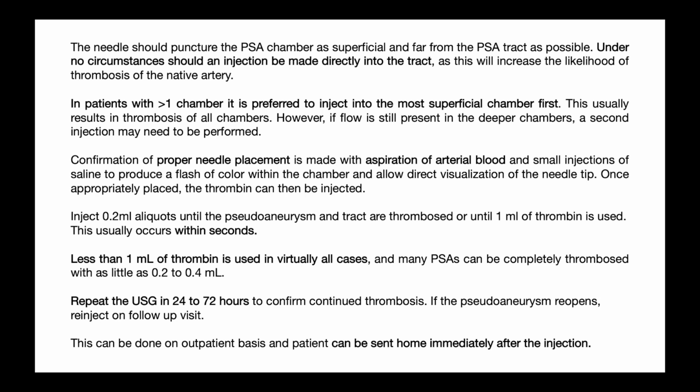Confirmation of proper needle placement is made with aspiration of arterial blood and small injections of saline to produce a flash of color within the chamber and allow direct visualization of the needle tip. Once appropriately placed, the thrombin can then be injected. Inject 0.2 ml aliquots until the pseudoaneurysm and tract are thrombosed or until 1 ml of thrombin is used. This usually occurs within seconds. Less than 1 ml of thrombin is used in virtually all cases, and many pseudoaneurysms can be completely thrombosed with as little as 0.2 to 0.4 ml.